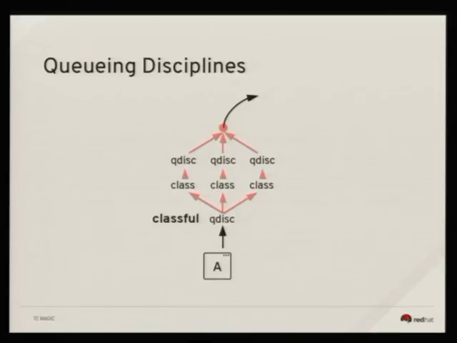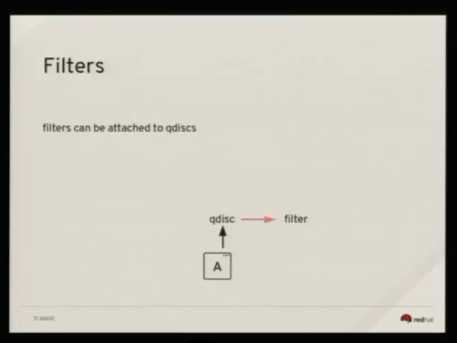So we can select the Qdiscs. We can configure different Qdiscs at different classes or the root Qdisc as we want to. So let's attach a filter. We can attach a filter to a Qdisc, or more filters. We can attach more filters to one Qdisc, then they are evaluated in a row.